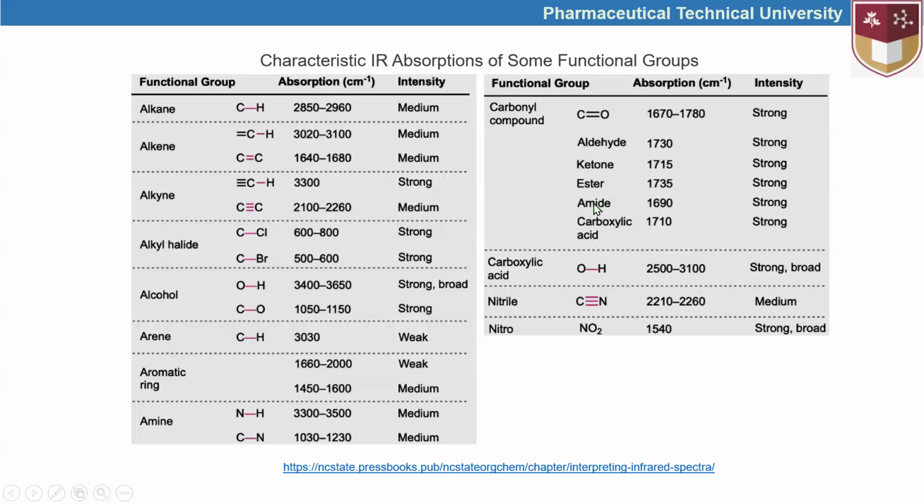And in amide, it has 1690. In carboxylic acid, 1710. In all cases, they are of strong intensity, but they have quite highly differing absorption of carbonyl groups in different compounds.